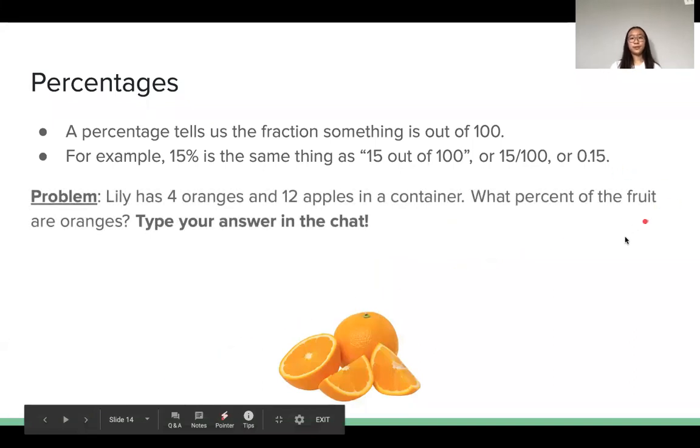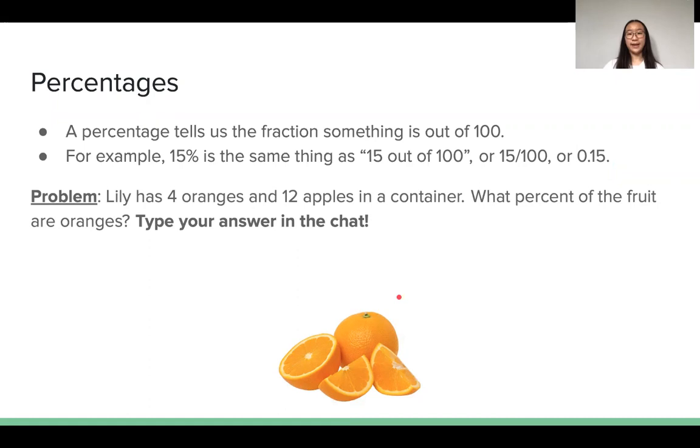So here's a word problem. Lily has 4 oranges and 12 apples. What percent of the fruit are oranges? So remember, first you have to figure out the number of oranges, then you have to figure out the number of fruit. And fruit would be the number of oranges plus the number of apples. So be careful.